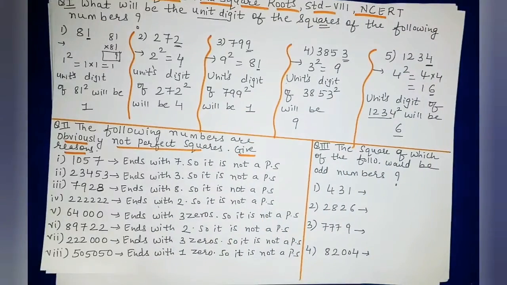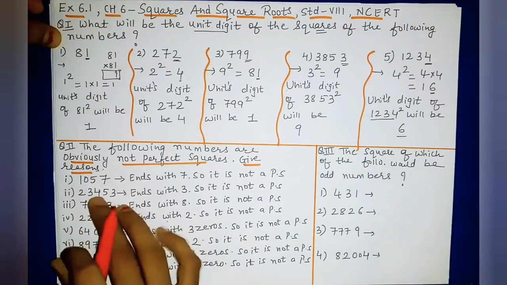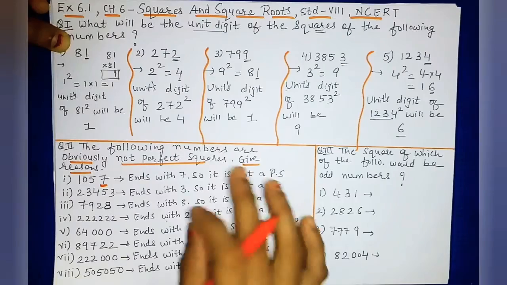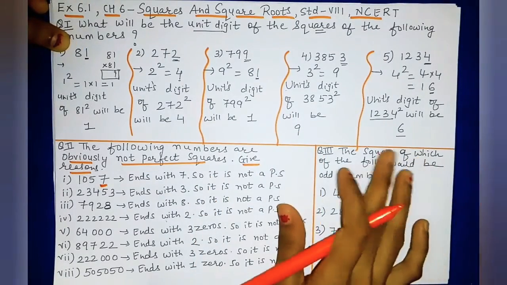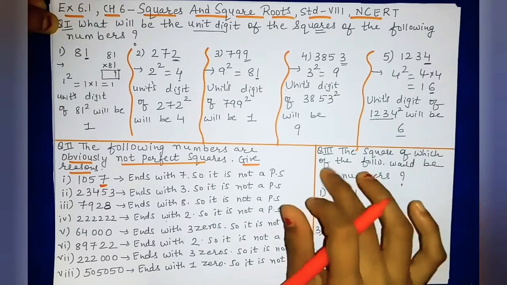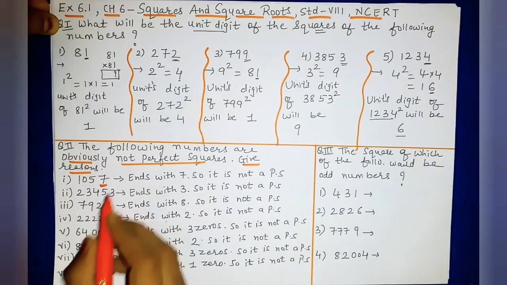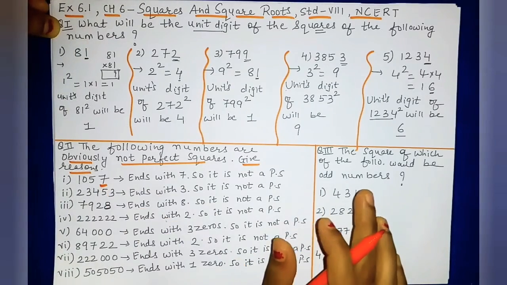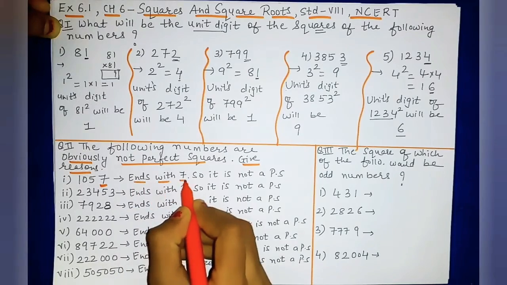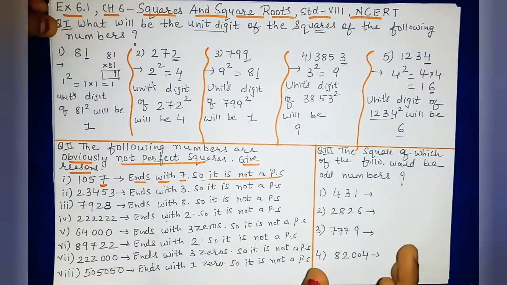So again we will check the last digit of these numbers. In the first one it is 1057. So the last digit is 7, and we know that 7 is not the square of any number. कोई भी नंबर को 2 टाइम्स मल्टीप्लाई करेंगे 7 आएगा? नो. 2 2s are 4, 3 3s are 9, 9 आएगा, but 7 will not come. So 7 is not a square of any number. So this number ends with 7, so it is not a perfect square. Okay, this way you will write the statement.